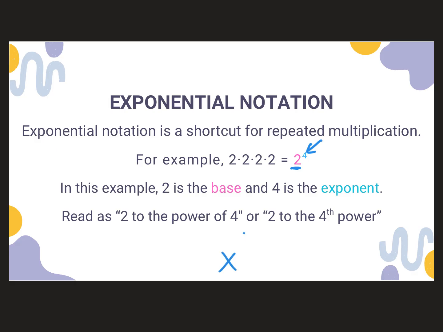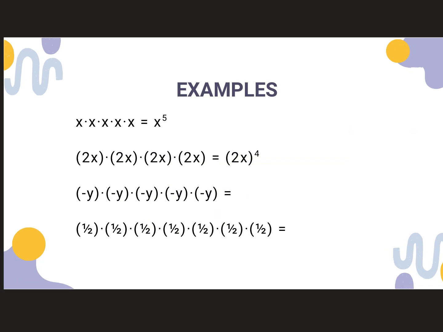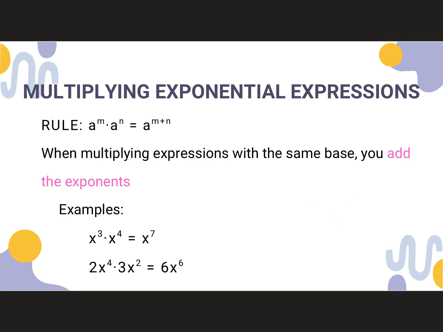So if you have x to the 6th, how many x's do you have? 6 being multiplied together. Thank you. So just an example, you have 5 x's multiplied together. You can write that as x to the 5th. You have the quantity of 2x, because it's in a parenthesis, 4 times. So it's 2x parenthesis to the 4th. This would be negative y to what power? To the 5th power, because there's 5 of them. This would be 1/2 to what power? 7th, because there's 7 of them. Good. All right, just remember how to do notations and stuff like that.